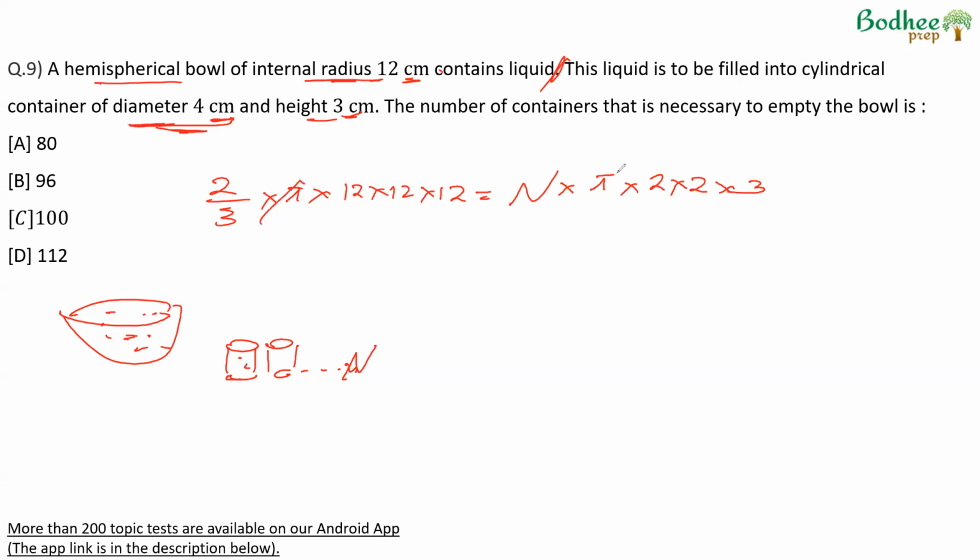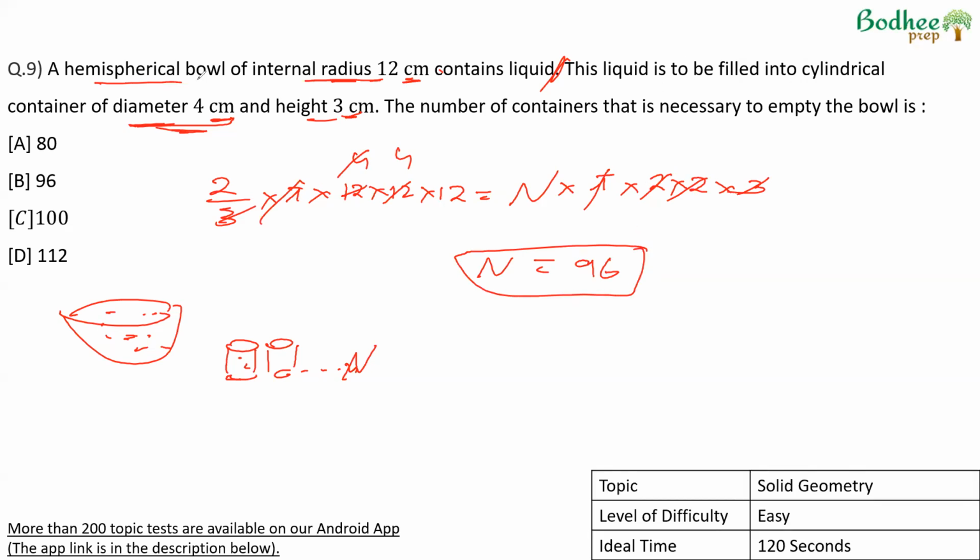Pi and pi cancel. 3 fours are 12. 2 twos are 4. 3 fours are 12. N comes out to 12 into 4, 48 into 2, 96 becomes the answer. Straightforward question, basic calculation, easy question. About a minute and a half to solve.